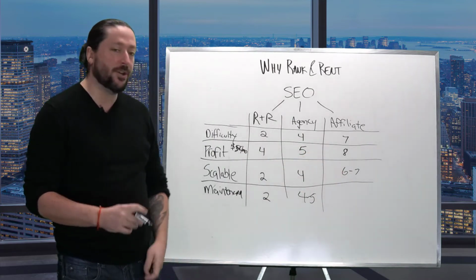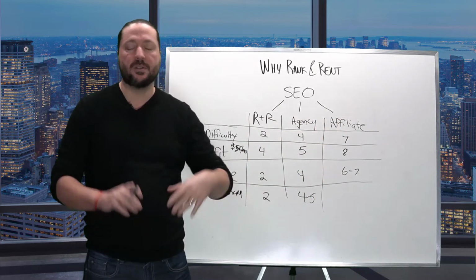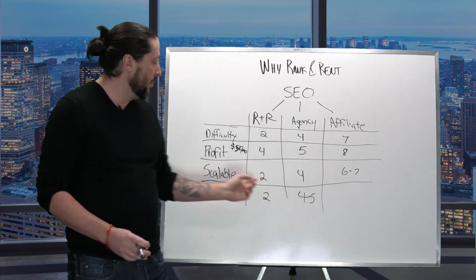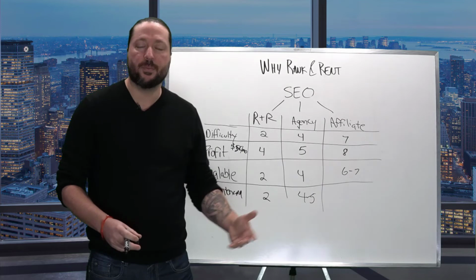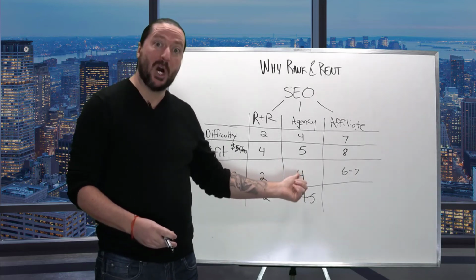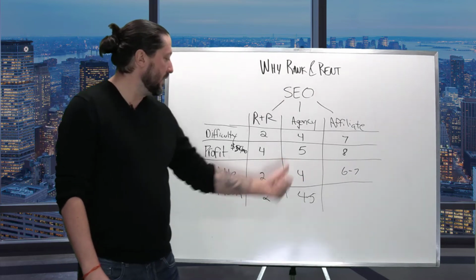I'll talk about pressure in a bit, but the nice thing about affiliate is you get paid, but there's nothing else you have to do once you're paid. With Rank and Rent, there's really not much you have to do after you're paid, but with an agency, after you're paid, you've got to be on top of it. These are now your bosses, you know what I mean? And they're going to want reports. So the maintenance goes higher as the scalability goes higher.